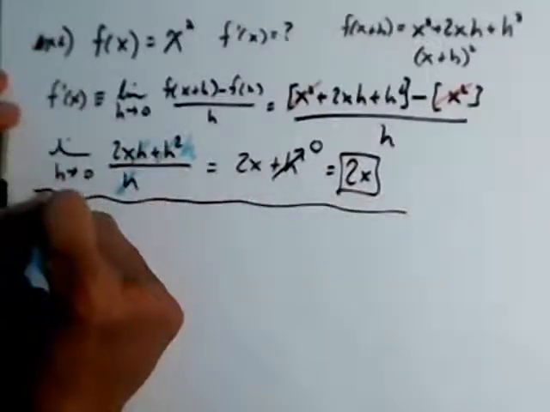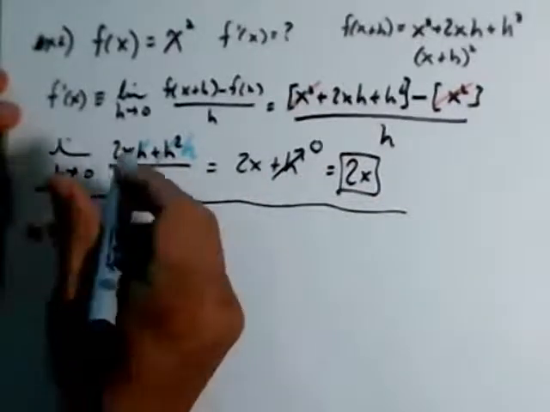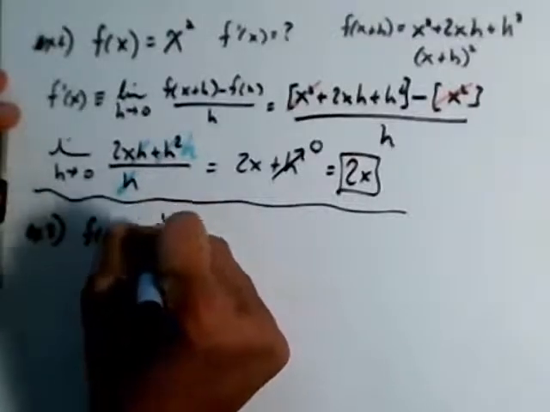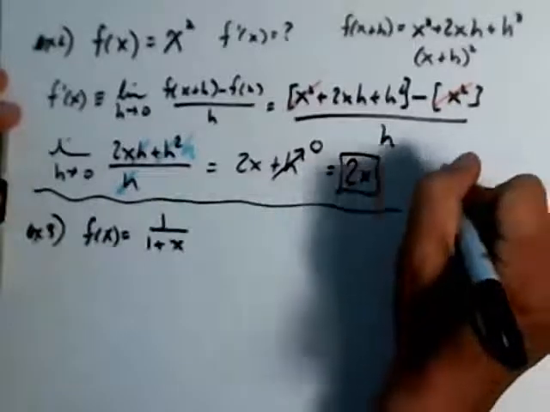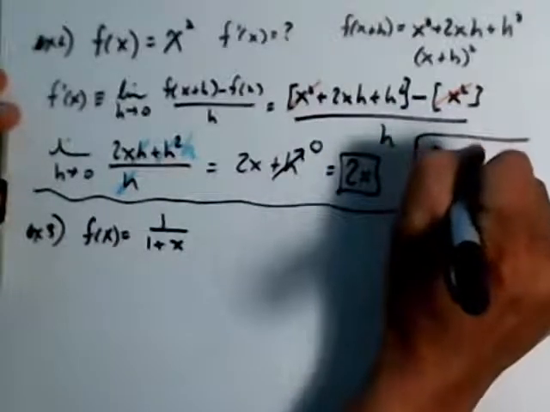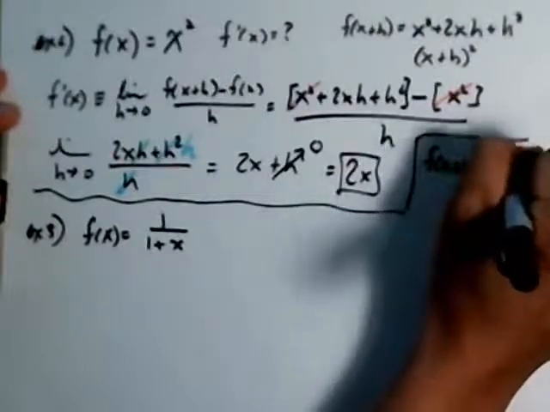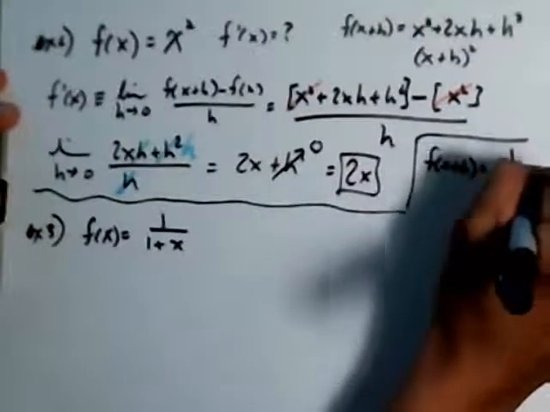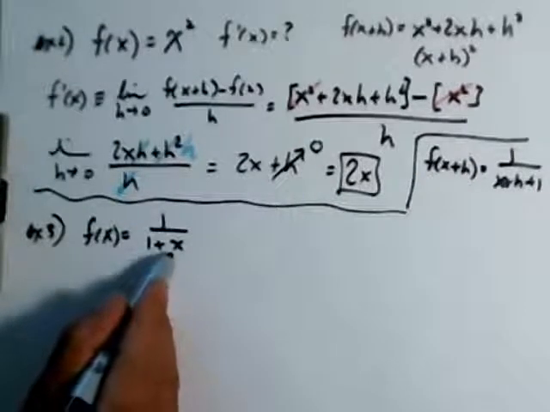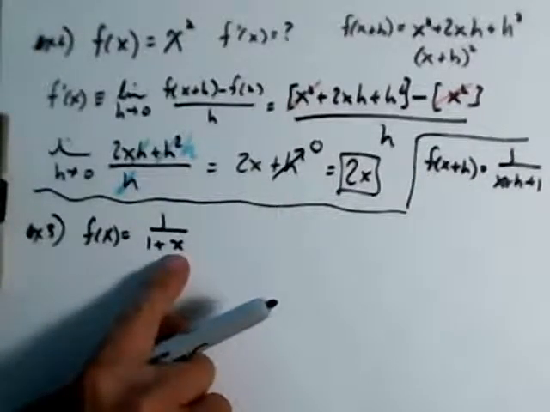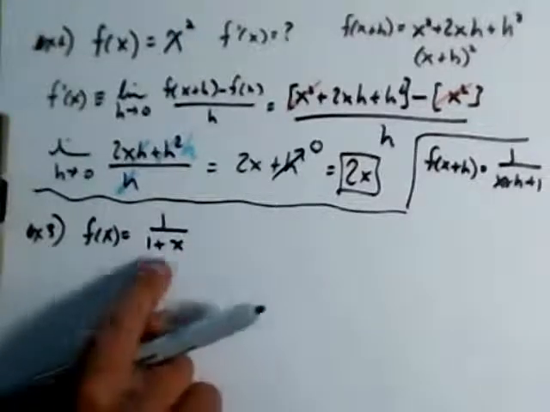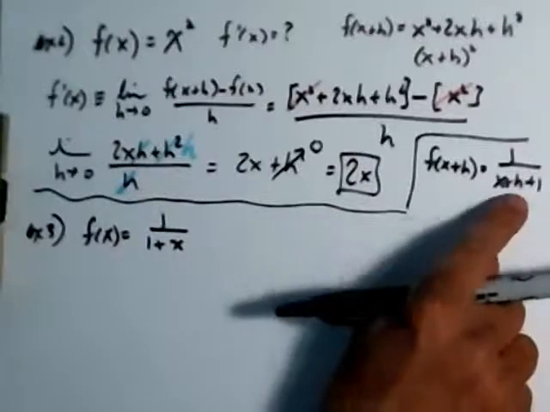The function looks something like this, example 3. F of x is equal to 1 over 1 plus x, and we're trying to find f prime of x. We notice that f of x plus h is equal to 1 over x plus h plus 1. So we just plug in x plus h into that x and replace it. You end up with x plus h plus 1, 1 plus x, same thing, 1 plus x plus h, or x plus h plus 1.